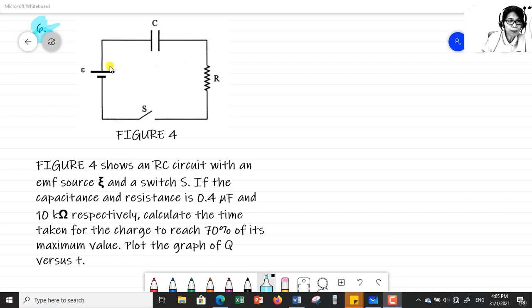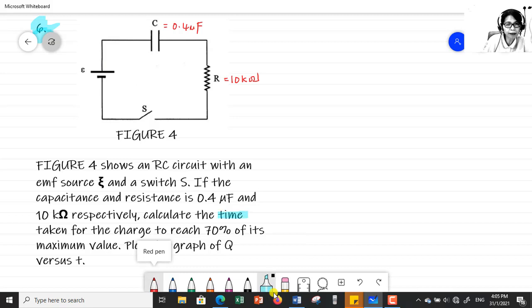Okay, now we try to solve question 6. We are given figure 4, showing an RC circuit. So we have a capacitor connected in series with a resistor and also a switch and a battery. If the capacitance and the resistance are 0.4 microfarad and 10 kilo ohm respectively, calculate the time taken.